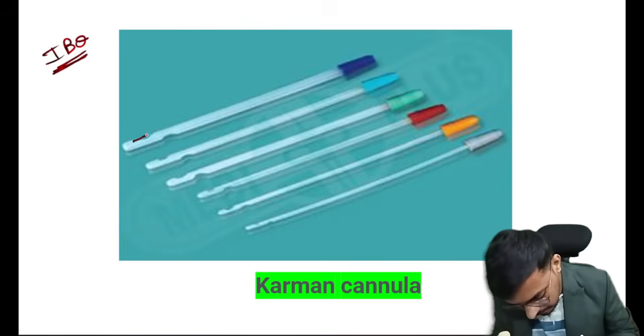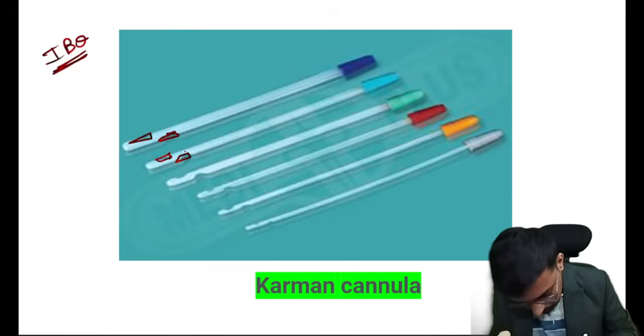At the tip of the Karman cannula, there are two triangular openings. Two triangular openings at the tip of the Karman cannula. Sir, how to choose the size of the Karman cannula, sir?